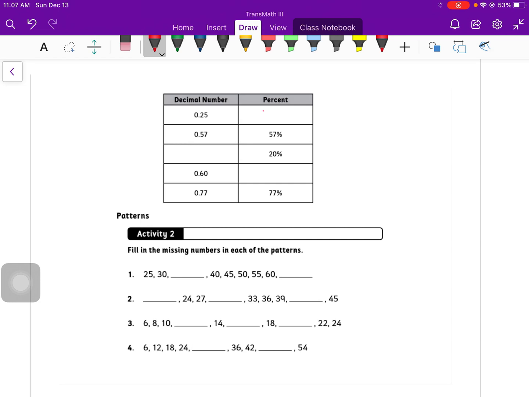So 0.25 as a percent is 25%. The next one they've already done for you. We've got 0.20, that's what 20% is, and 0.60 is 60%.